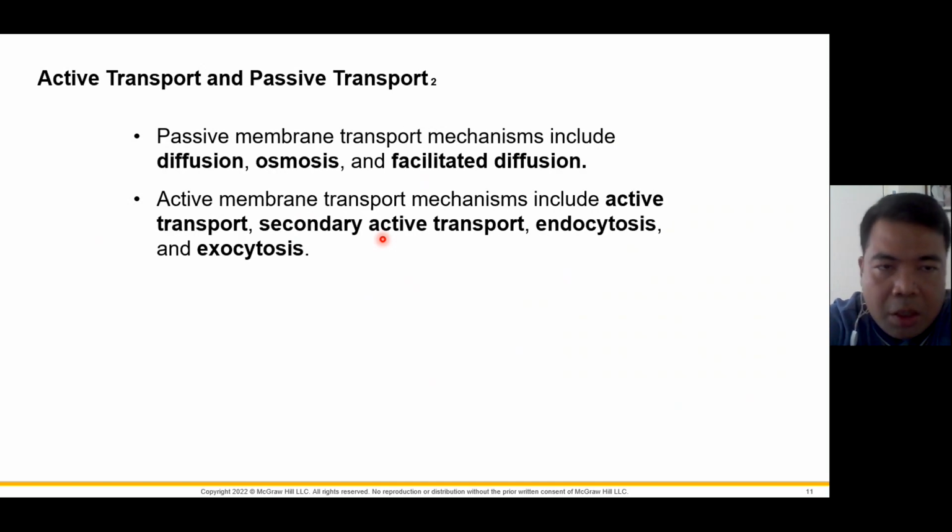Let us first enumerate the examples of passive and active transport. Passive transport mechanisms include diffusion, osmosis, and facilitated diffusion. These are the specific types of passive transport mechanisms that happen across the cell membrane. Under active transport mechanisms, you have active transport, secondary active transport, endocytosis, and exocytosis. Let's discuss them in detail, starting with passive membrane transport mechanisms, specifically diffusion.